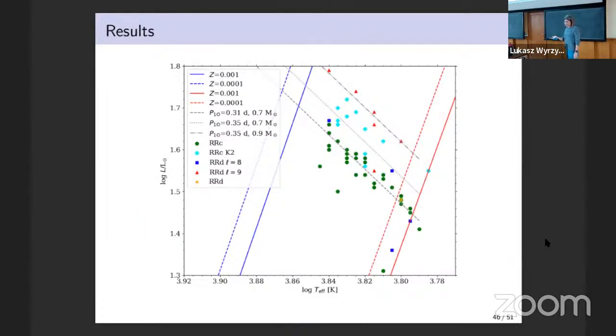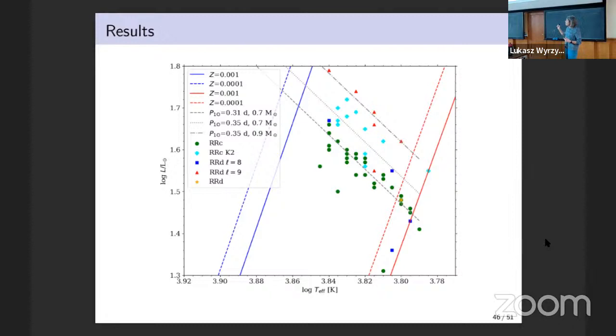And for each of those stars, I picked the model that had the closest periods and period ratios, and I got parameters like the masses, metallicities, effective temperatures, and luminosities. And here the results are presented in the Hertzsprung-Russell diagram.